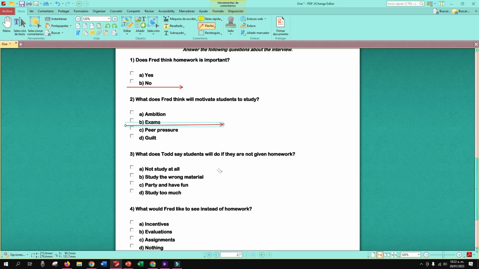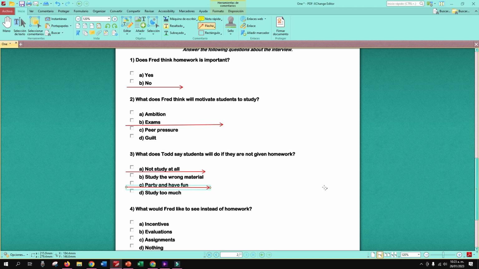What about number three? What does Todd say students will do if they are not given homework? You should choose two options there. Which ones? Not study at all and party and have fun. Excellent. So, no study at all. They wouldn't do that, and they will party and have fun every single night or every single day, right? So, those are not study at all and party and have fun.